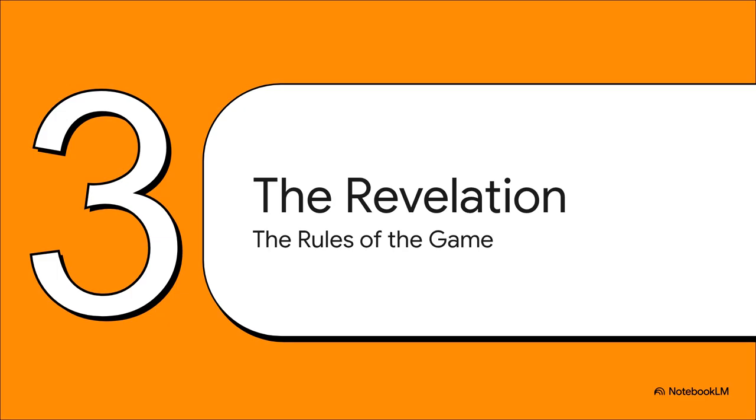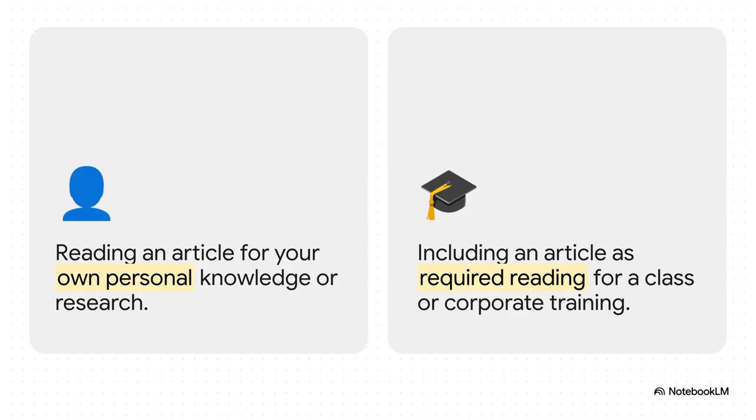Okay, we've defined the terms, we've identified the players, and now we can finally get to the heart of it all. Let's pull back the curtain and uncover the core rules this notice is actually laying out for everybody. And right here, this is the absolute crucial distinction the notice is making. On one side, you have private individual use. That's just you reading an article for your own curiosity or your own research. But on the other side, you've got assigned course or training use. That's a professor or a manager making it required reading for a whole group of people. And that, well, that's a whole different ballgame with a different set of rules.